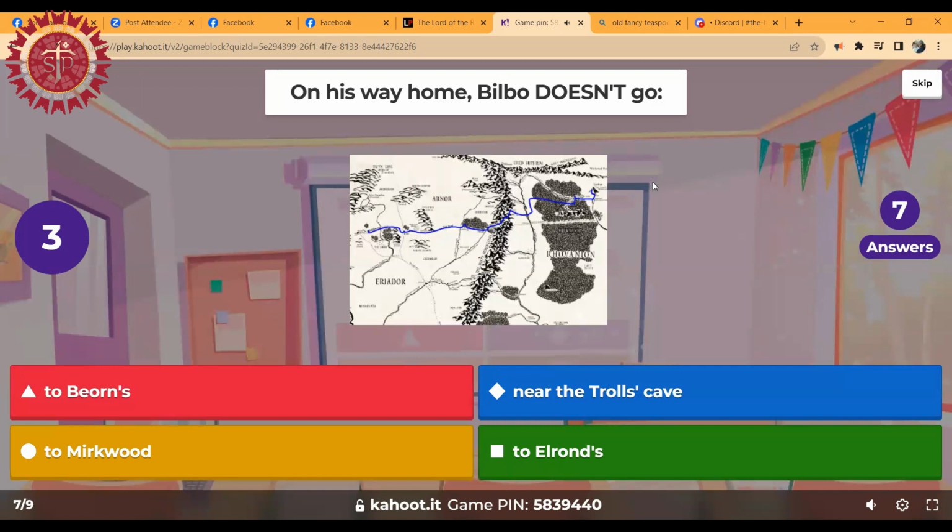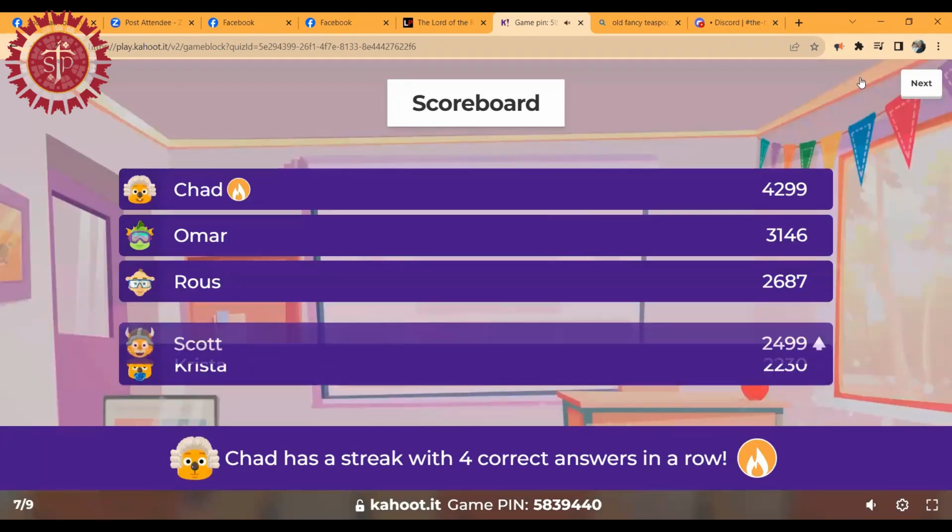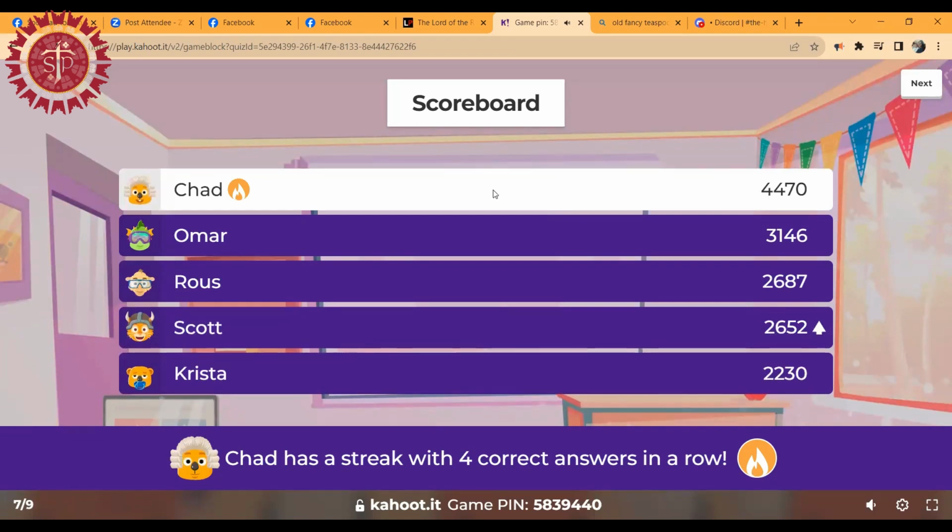Is it easy? Is it juicy? Oh, mixed answers, mixed answers. He does go to Beorn's. I mean, yeah, he does go to Beorn's. He does get to near the Troll's Cave and to Elrond's, but not to Mirkwood. All right. So there should be some movement. There is a movement. And Chet's first place. I think you're gonna win, but who knows? Maybe not. Rennie, you're trying.